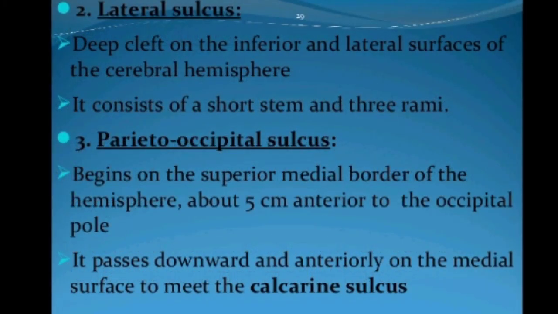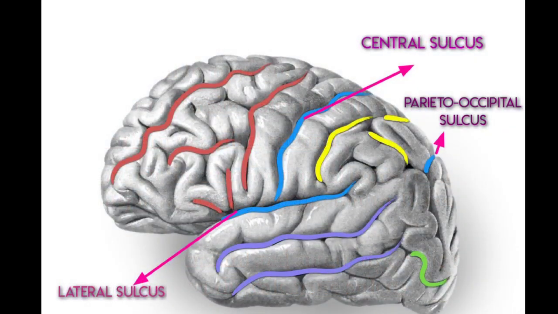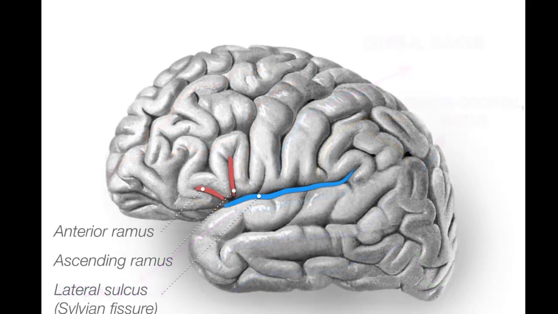Lateral sulcus is a deep cleft on the inferior and lateral surfaces of the cerebral hemisphere. It consists of a short stem and 3 rami. These 3 rami are anterior ascending, anterior horizontal and posterior rami.